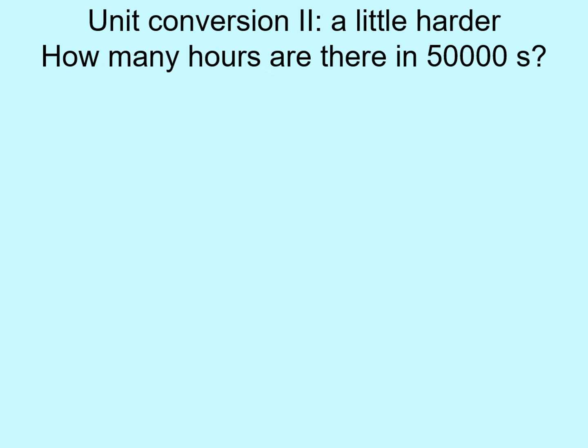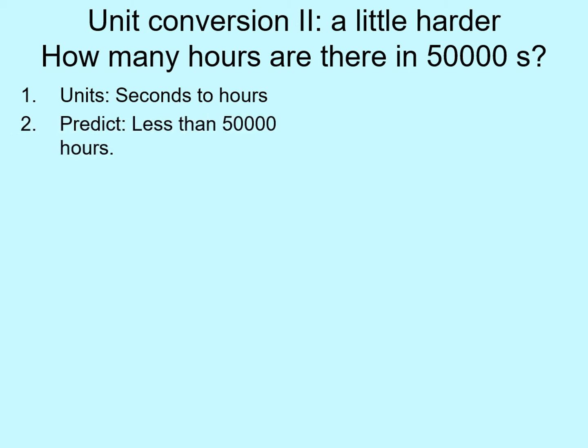Now let's try a unit conversion that is just a little harder. How many hours are there in 50,000 seconds? So in this case, our starting unit is seconds, and we're finishing up with hours. Next, the prediction. Even if you are quite uncertain what number of hours to expect, you can at least estimate that the number of hours must be smaller than the number of seconds, because each hour contains many seconds.